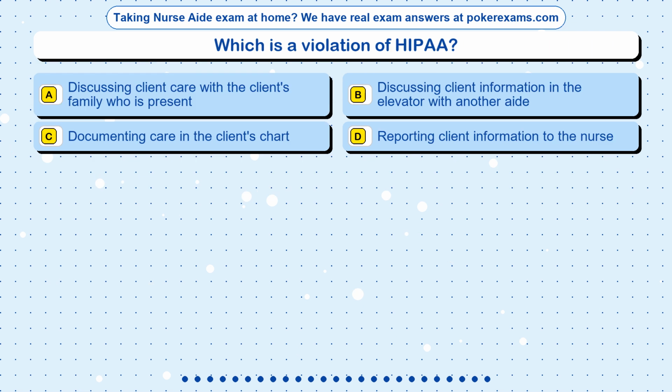Question 16. Which is a violation of HIPAA? Option A. Discussing client care with the client's family who is present. Option B. Discussing client information in the elevator with another aide. Option C. Documenting care in the client's chart. Option D. Reporting client information to the nurse.